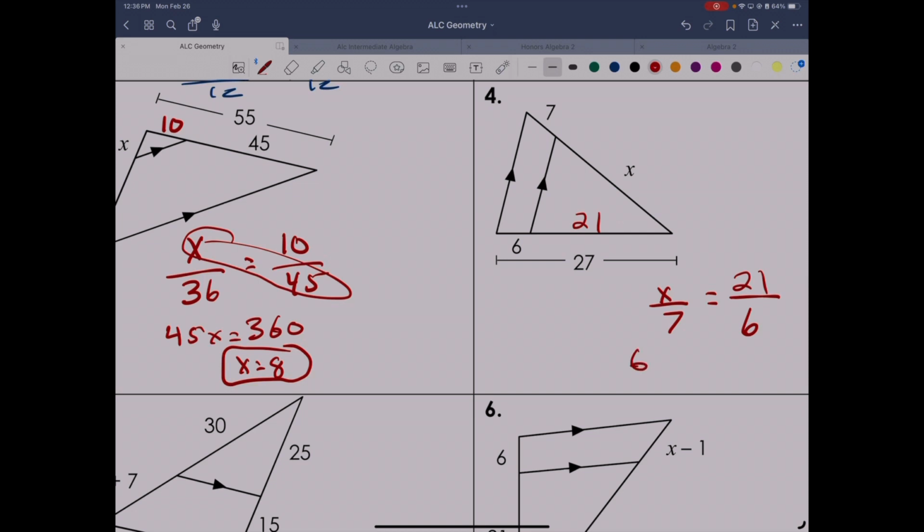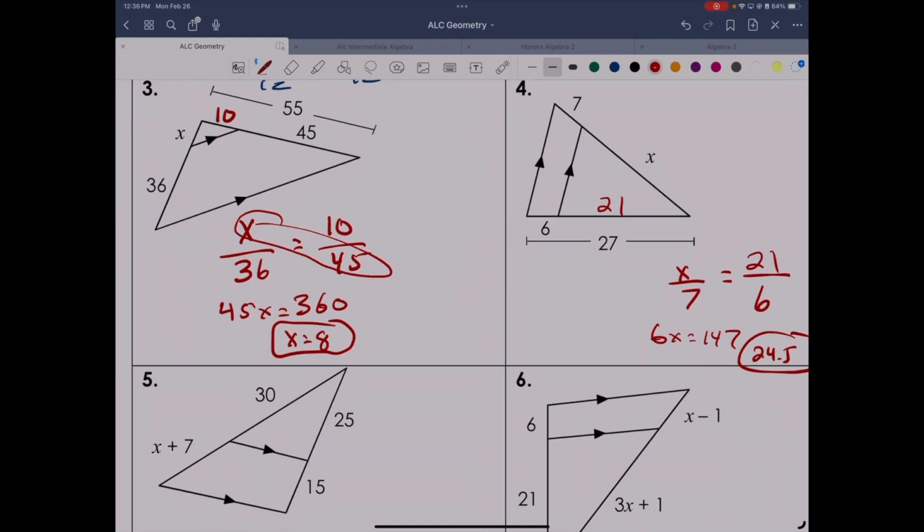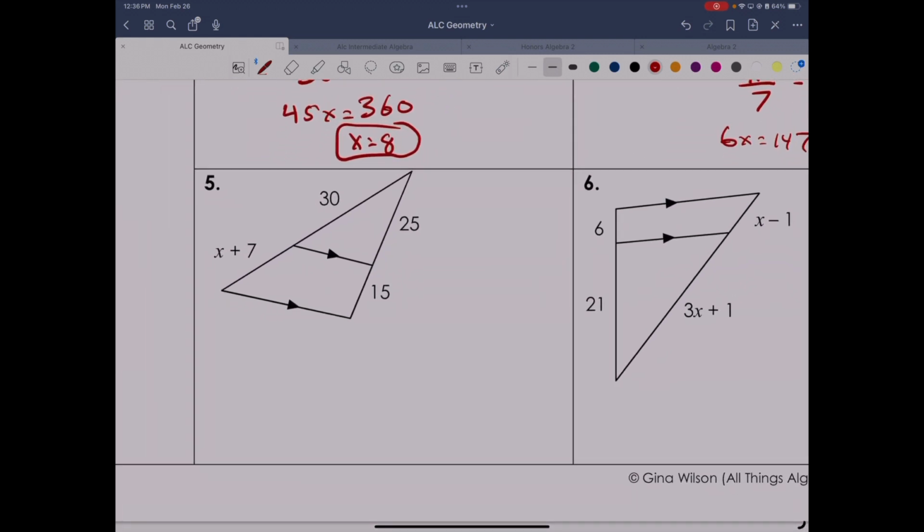So 6 times x is 6x. 7 times 21 is 147. 147 divided by 6 is 24.5. Were we able to set it up okay? All right, concepts don't change. The difficulty of the math does.